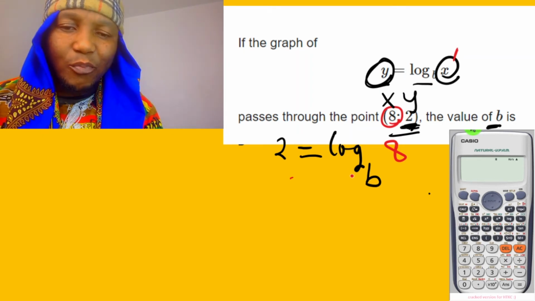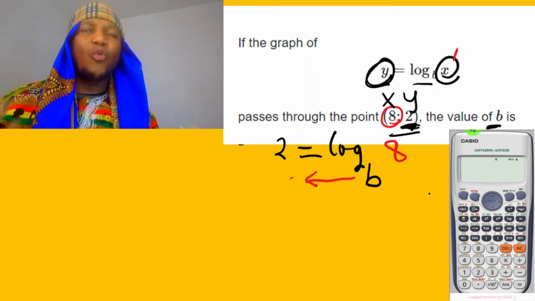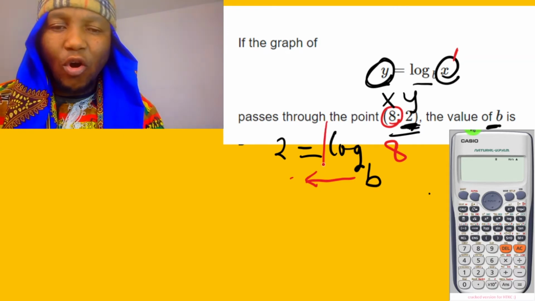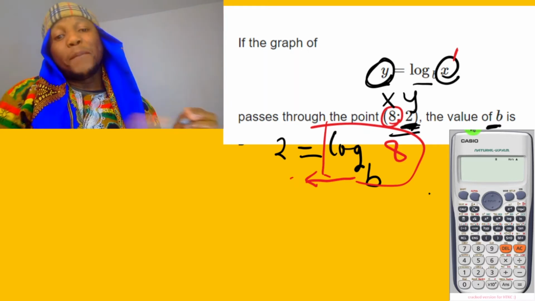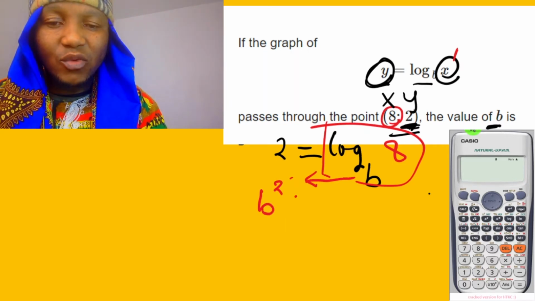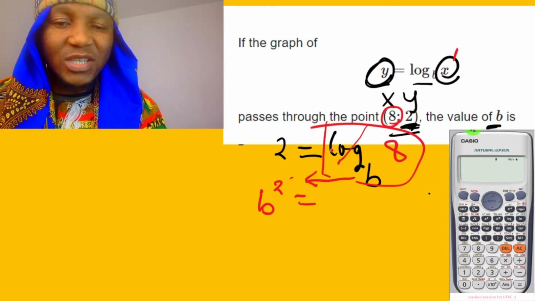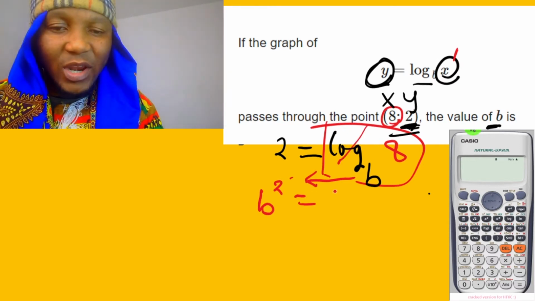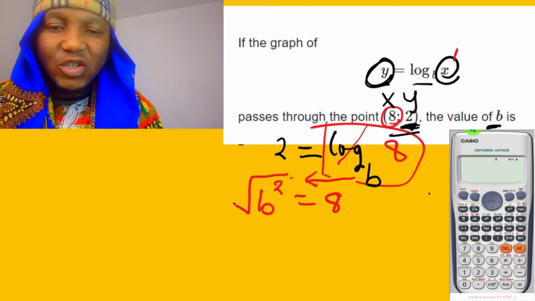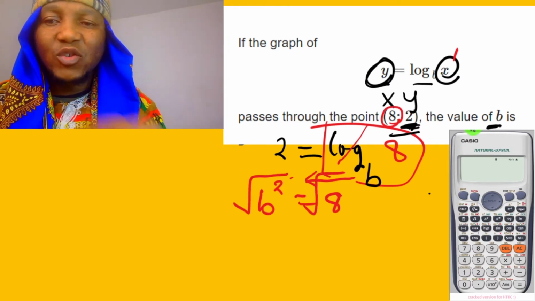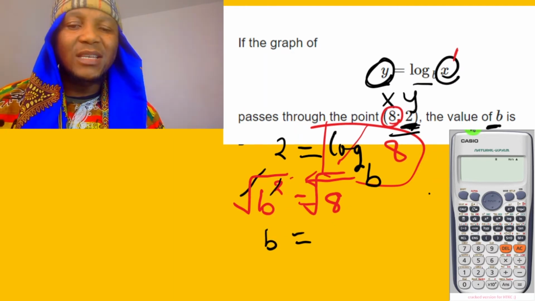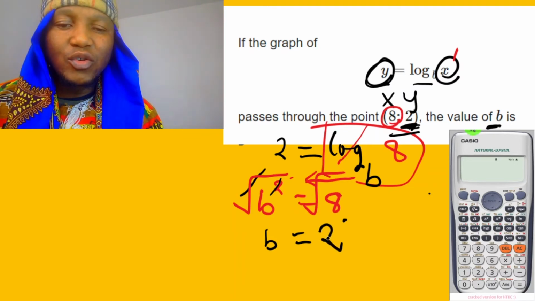Because what I will do, I'll push this to the left. Why do I apply the exponential rule? I apply the exponential rule because I have a log on one side. When you push to the left, this is going to become b power 2 equal. So this log is going to disappear just like how we did before, so we're only left with the 8. Now I can simply square root both sides. When you square root b, this and this is going to go. So b equals, when you square root 8, it's going to give you 2 square root of 2.